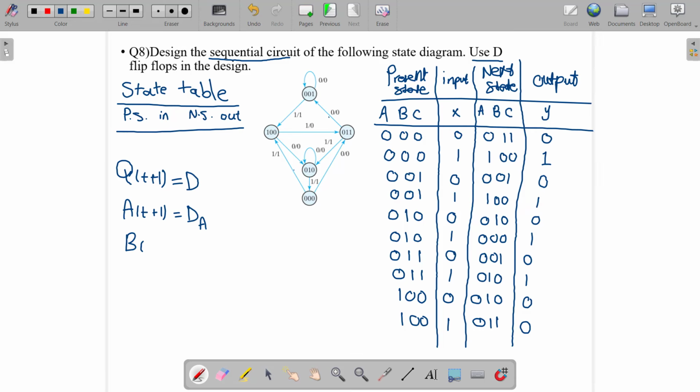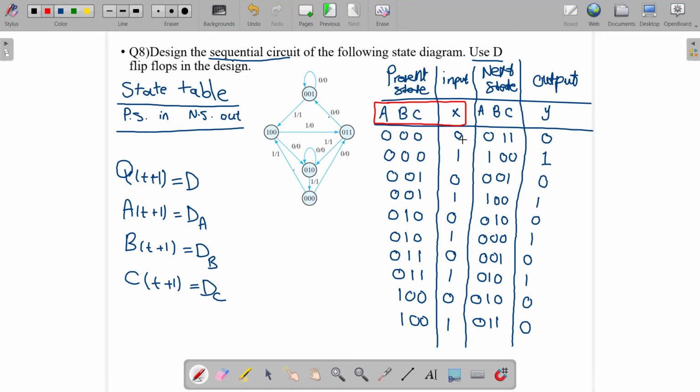Similarly, B(t+1) is equal to DB, and C(t+1) is equal to DC. So it means that if we use the Boolean function for A, B, C of t plus 1, we could find the input flip-flops. But how? If you look at this truth table, you can say that using these 4 variables, we can produce all of the combinations.